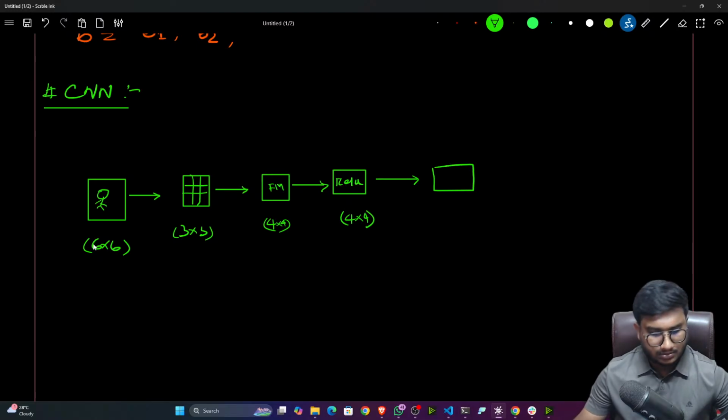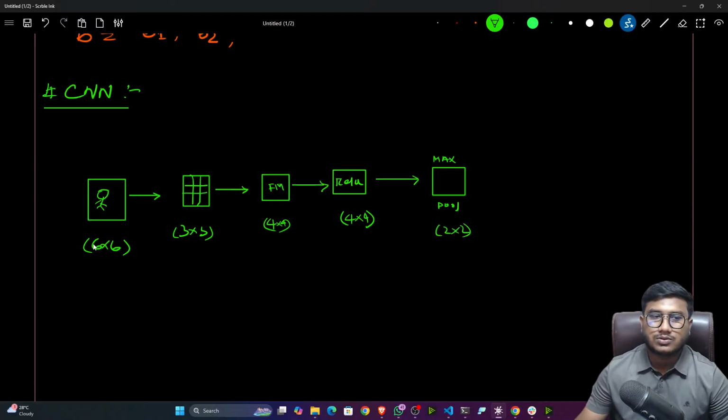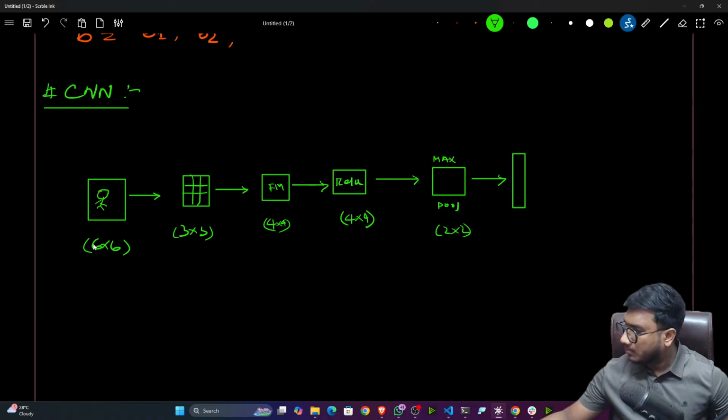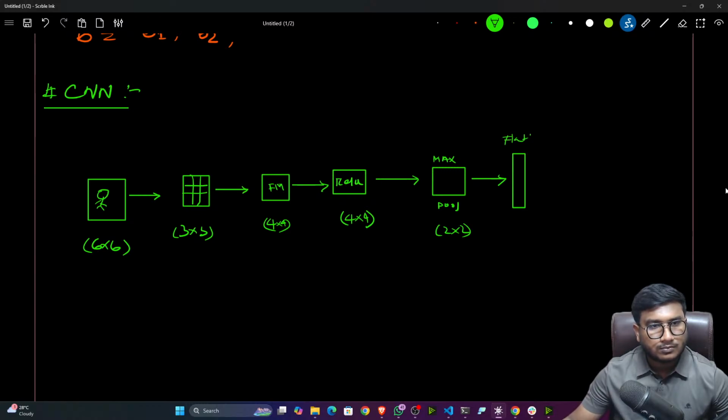So here I can write, this is our max pool. After applying max pool, guys, what will happen? This image will be reduced by half, so you'll be getting a 2 cross 2 feature map. Then what will you do, tell me? You will pass it to the flatten layer. So let's say this is your flatten layer.